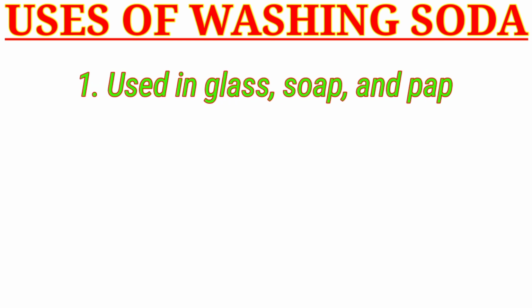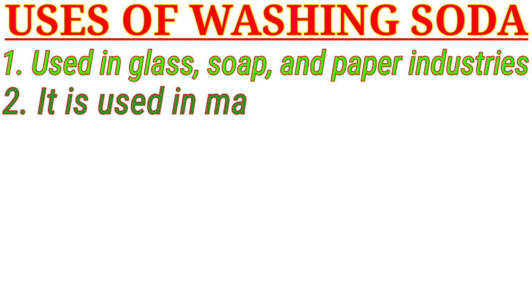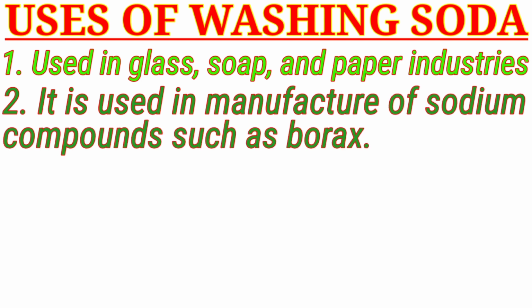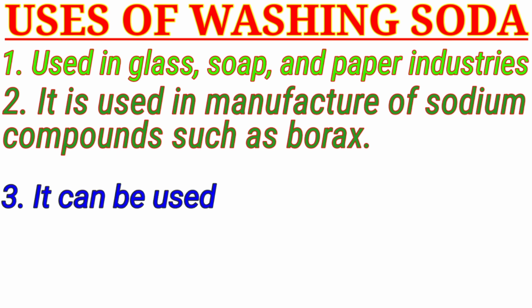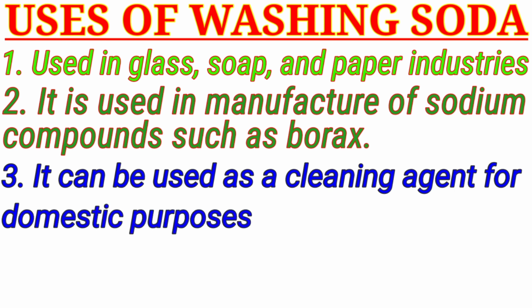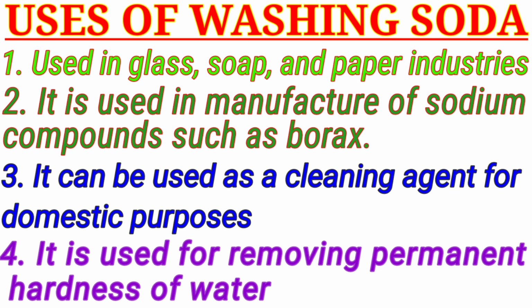You see on the screen, sodium carbonate, washing soda, is used in glass, soap and paper industries. Second use, it is used in the manufacture of sodium compounds such as borax. And third use, sodium carbonate can be used as a cleaning agent for domestic purposes, like in washing powder. Fourth one, it is used for removing permanent hardness of water, meaning to make the water soft, sodium carbonate is also used, right?